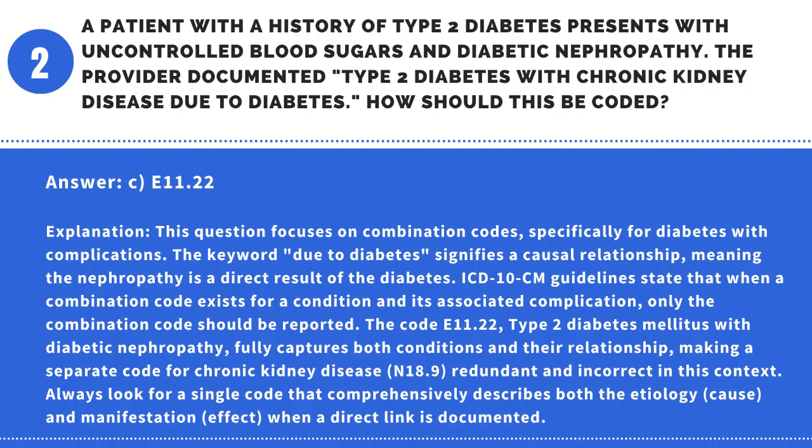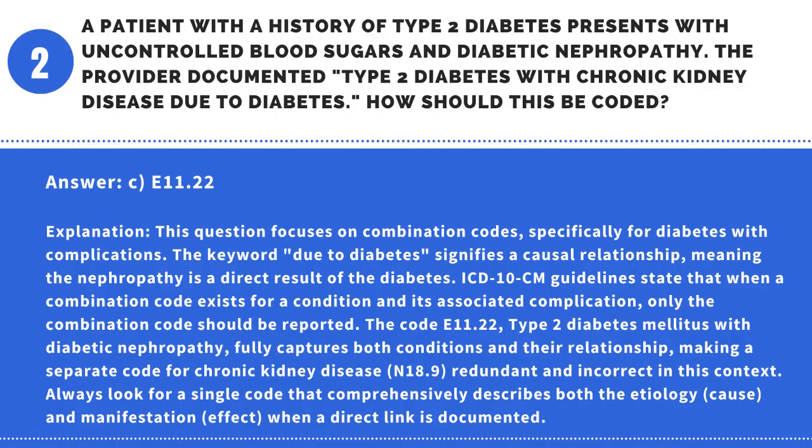The code E11.22, type 2 diabetes mellitus with diabetic nephropathy, fully captures both conditions and their relationship, making a separate code for chronic kidney disease, N18.9, redundant and incorrect in this context. Always look for a single code that comprehensively describes both the etiology, cause, and manifestation, effect, when a direct link is documented.